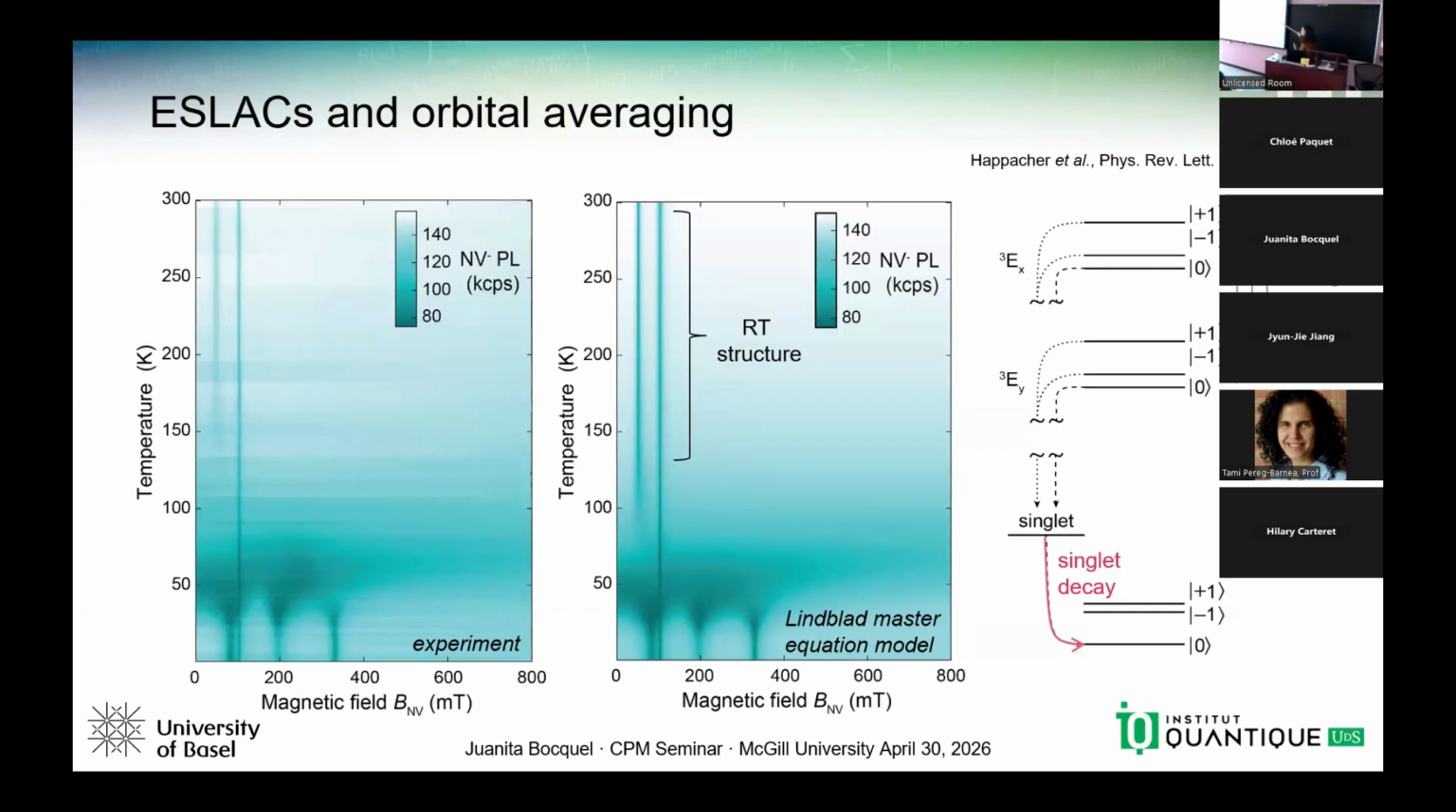And then effectively, and I've not shown it here, but effectively at room temperature, you get a single orbital, so you get an average of those two. And when you have a single orbital, then you find yourself with a single excited state anti-crossing.